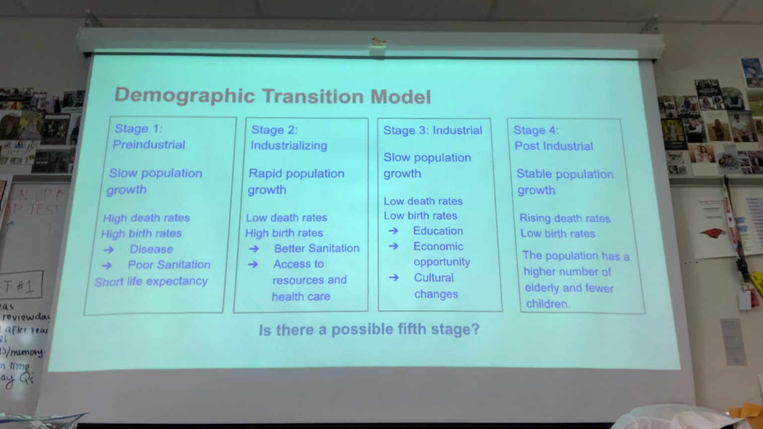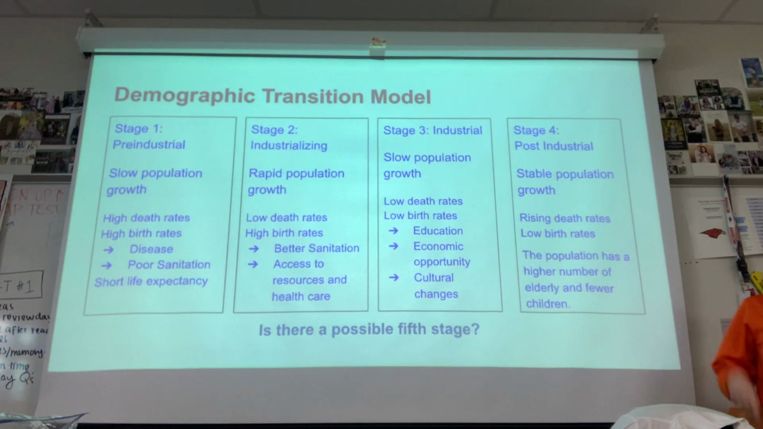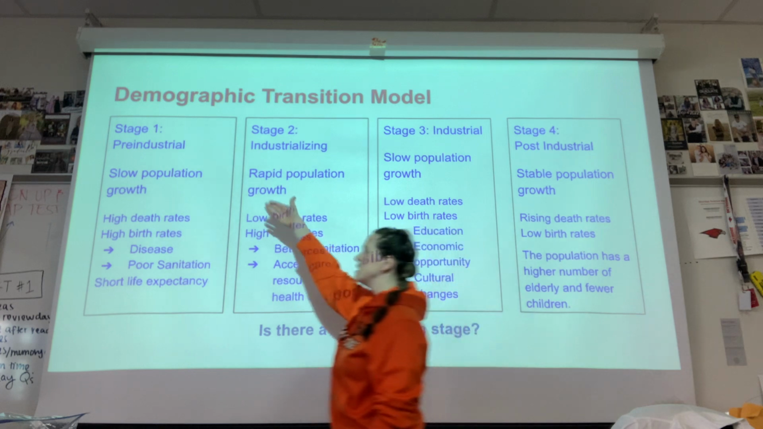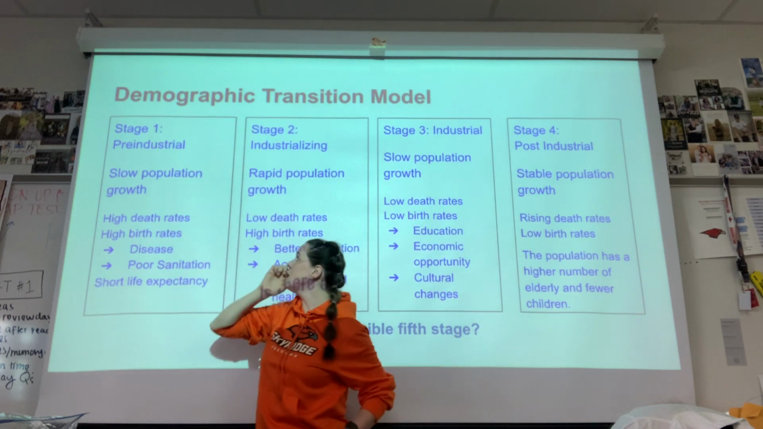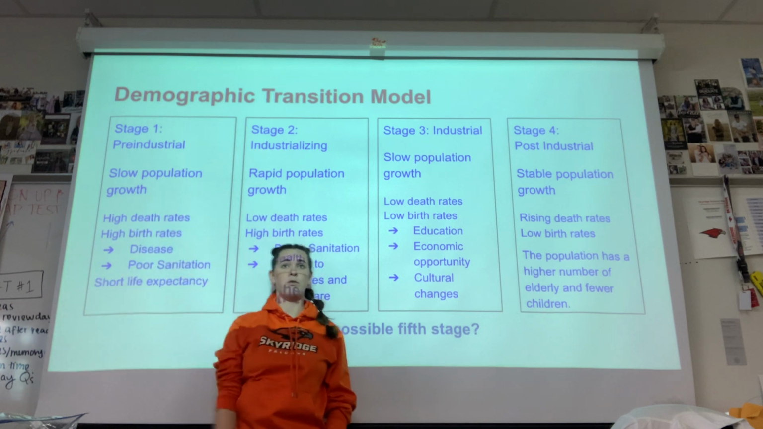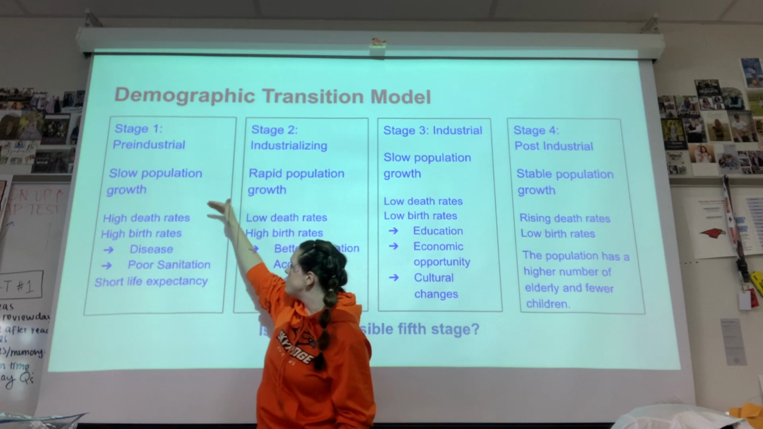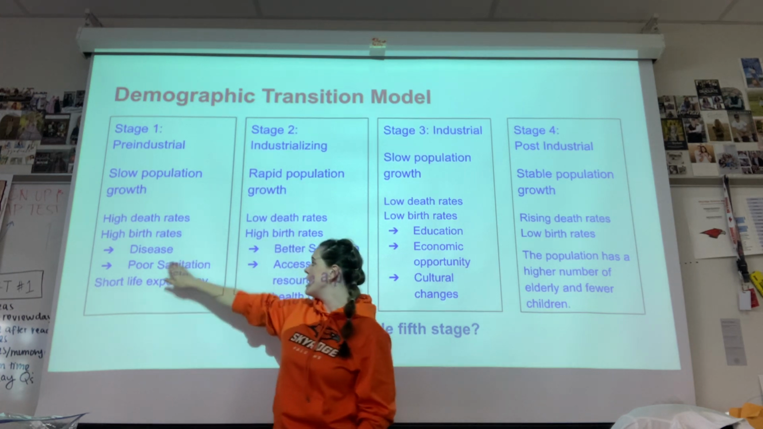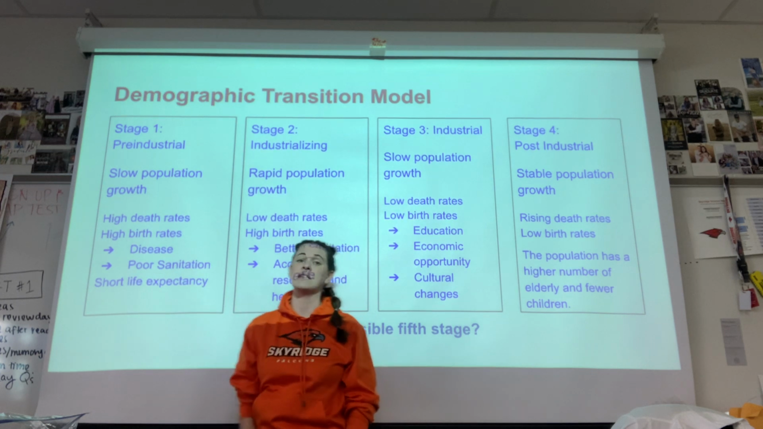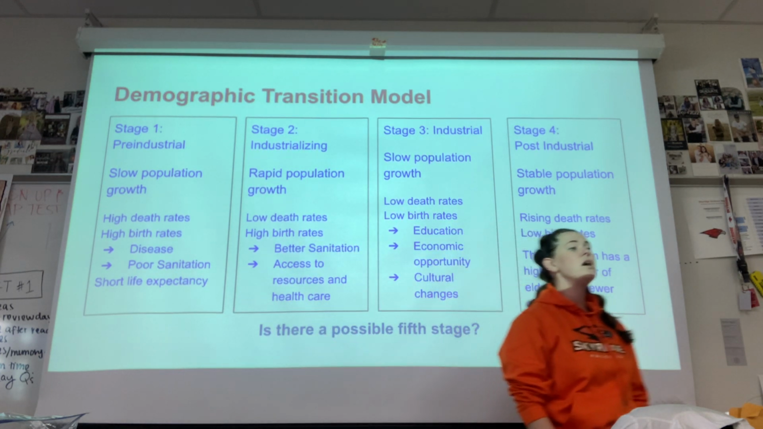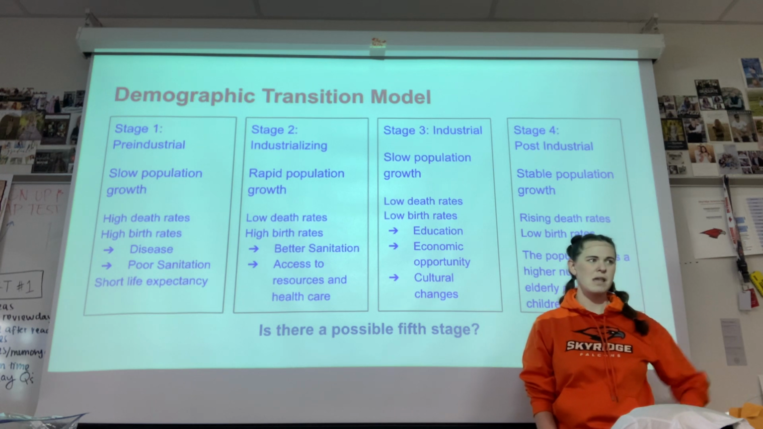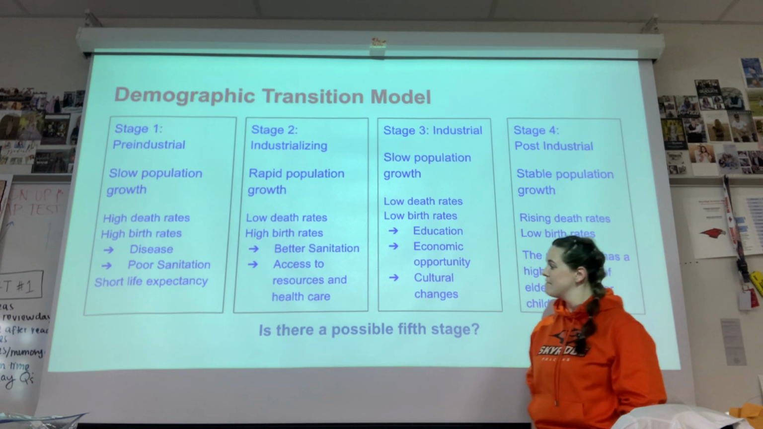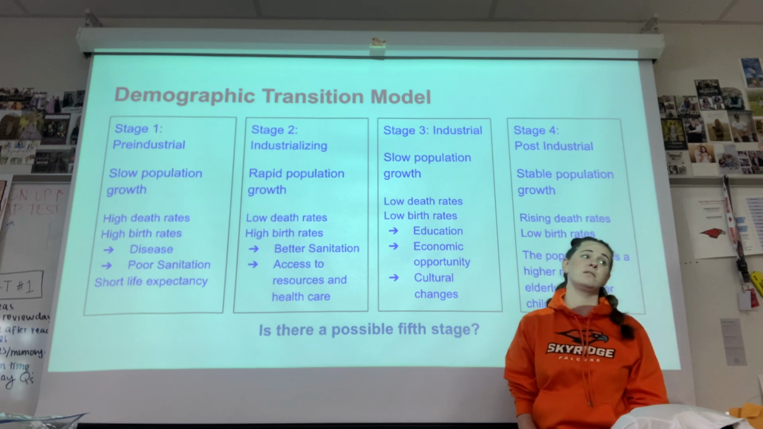Okay. This is the last thing we're going to write down. Stage 1 is where you have a population that has very, very slow growth. The reason you have slow population growth is because you have high death rates and high birth rates. And the reason you have high death rates and high birth rates is because you have disease and poor sanitation. So those two things are keeping the population from growing. This is the very last thing you're writing, don't worry. All four. I believe in you.